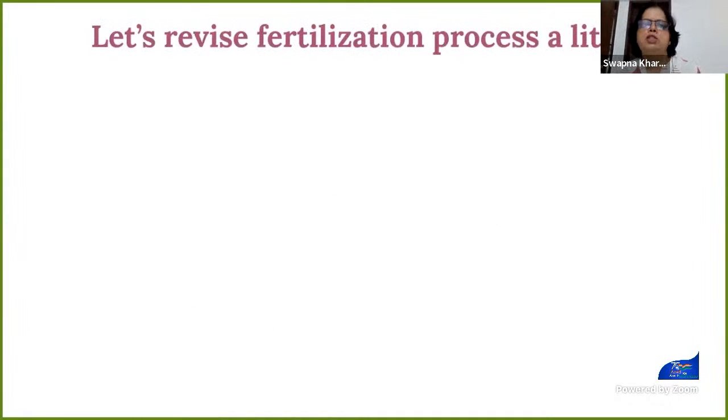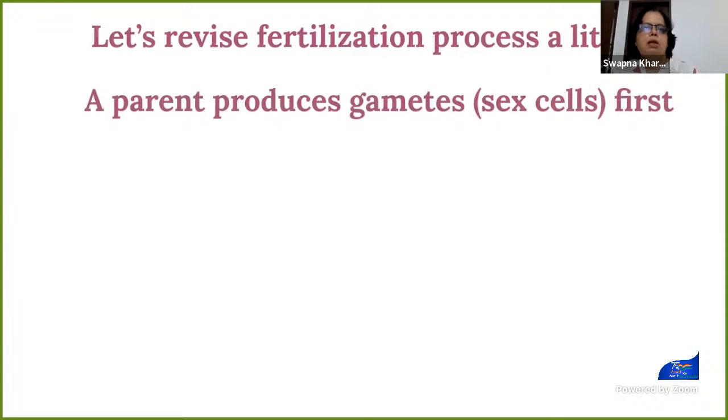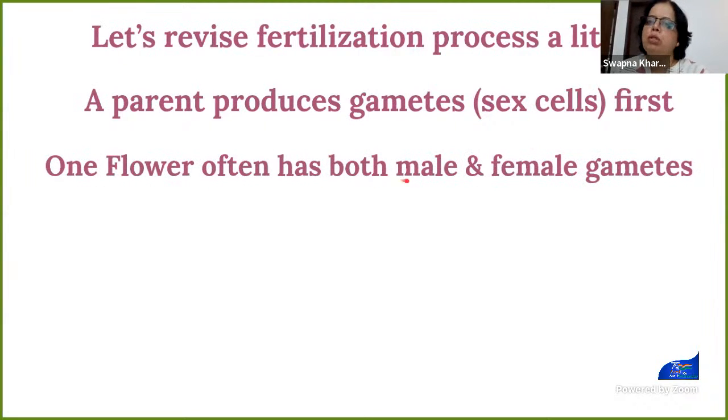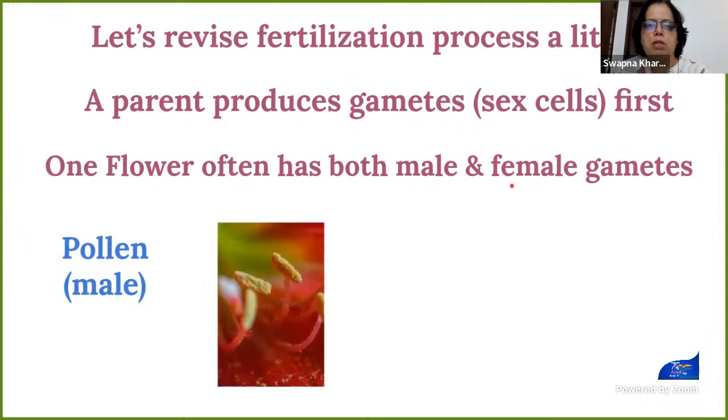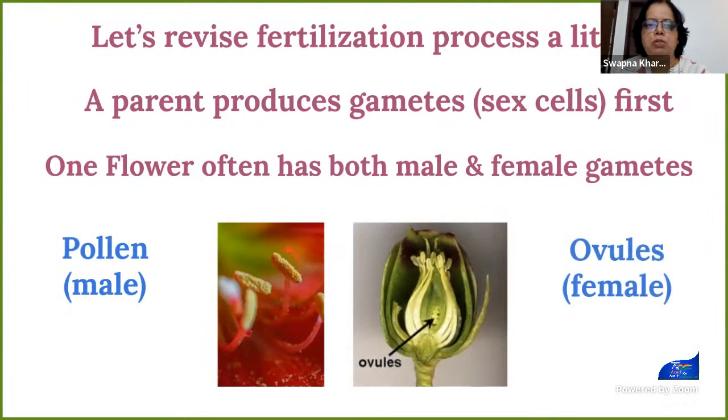Okay, so to understand this process and really figure out why this 3:1 ratio, let's revise how fertilization actually happens, because then that will make it very crystal clear. So we know that when flowers are made, a plant makes gametes, which are also called sex cells. In a flower, you normally have both types of gametes. There is the male gamete in the pollen and the female gamete in the ovule.